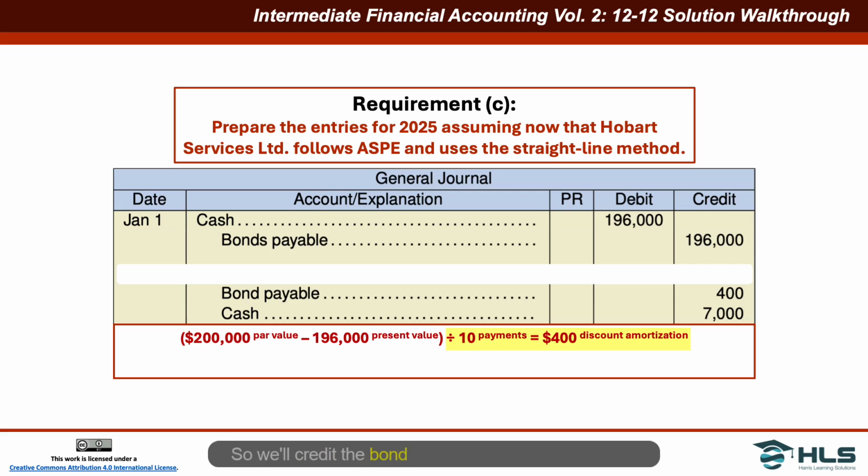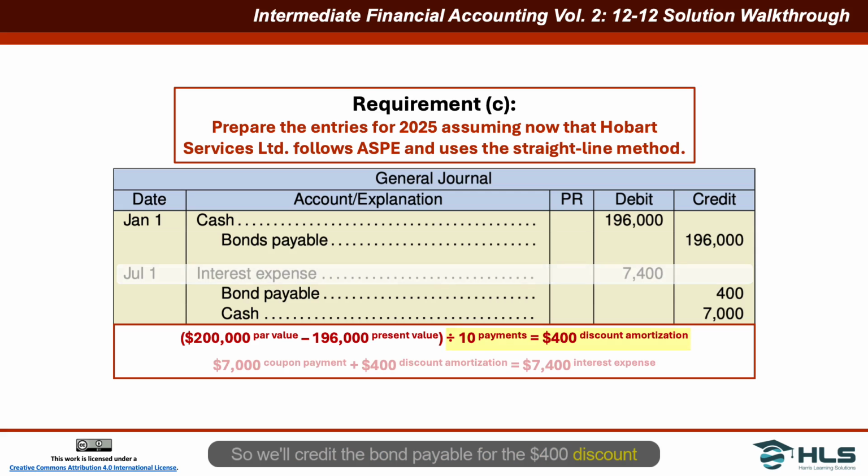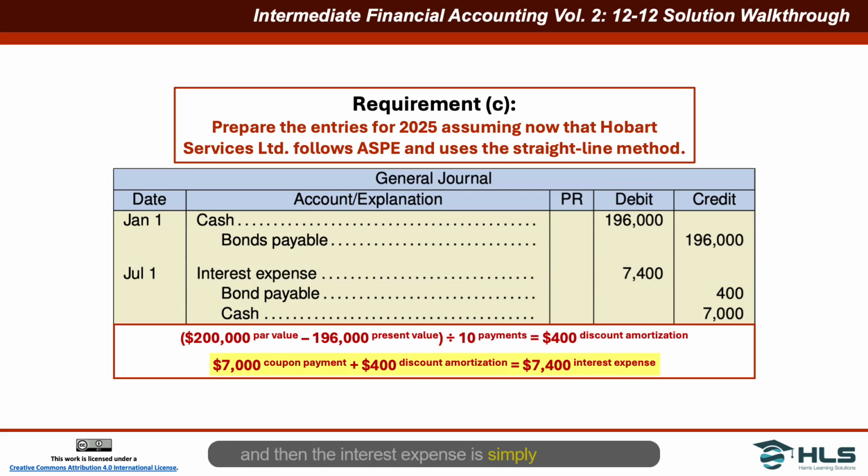So we'll credit the bond payable for the $400 discount, and then the interest expense is simply the amount that'll make our journal entry balance. We'll take the $7,000 coupon payment plus the $400 discount amortization, and that gives us $7,400 in interest expense. So we'll debit interest expense for $7,400.